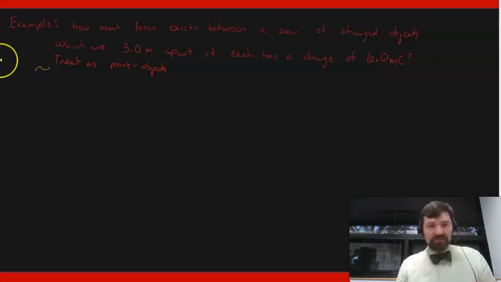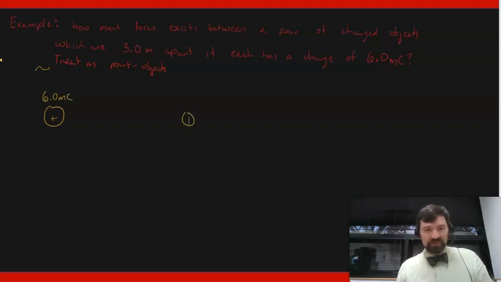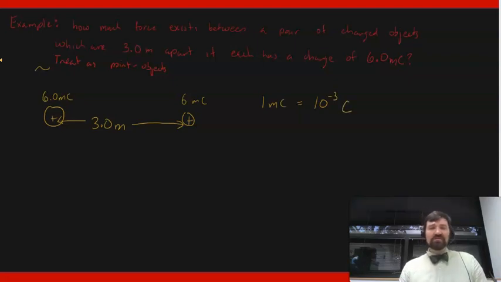All right, so I've got a pair of charged objects that we're going to treat as point objects. They're 3 meters apart. Each one has a charge of 6 millicoulombs. Diagram of this situation: here is 6 millicoulombs, here is the other 6 millicoulombs. This distance right here is 3.0 meters. Note that 1 millicoulomb is the same as 10 to the minus 3 coulombs. So these are both 0.006 coulombs.